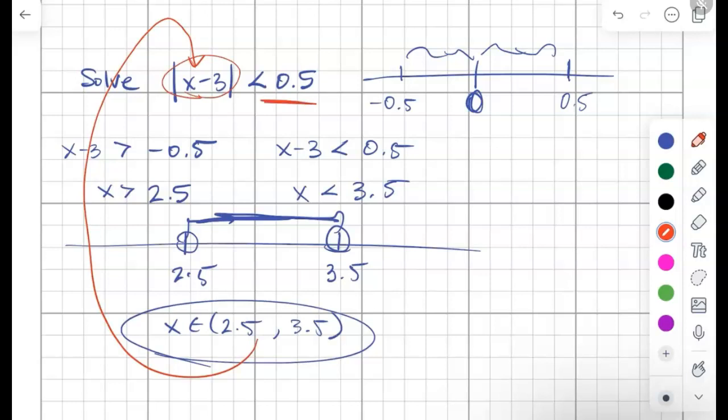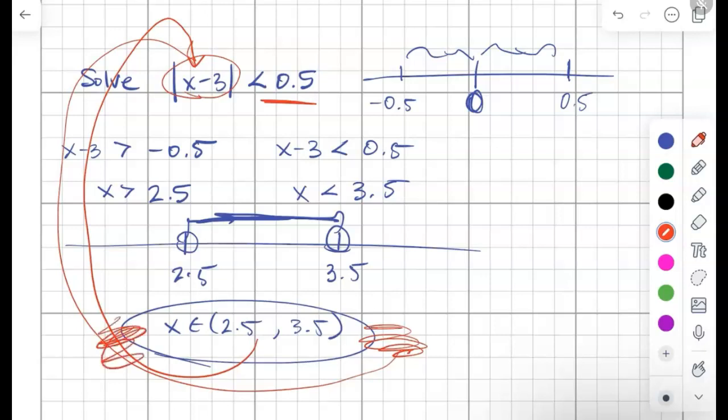If I plug in something outside of this interval, like 4, which is on this side of the interval, then I get 1, and 1 is not less than a 0.5 distance. If I plug in something to the left of 2.5, like 2, something on this side, 2 minus 3 is -1, and the absolute value of -1 is 1, and again, I have a distance that is not less than 0.5 units.